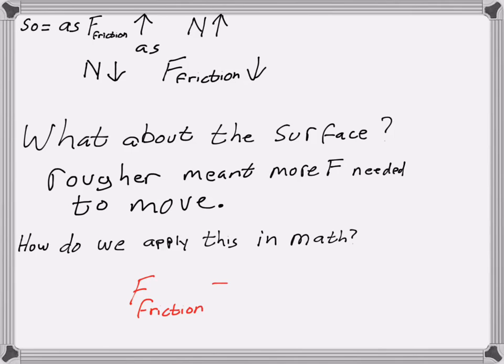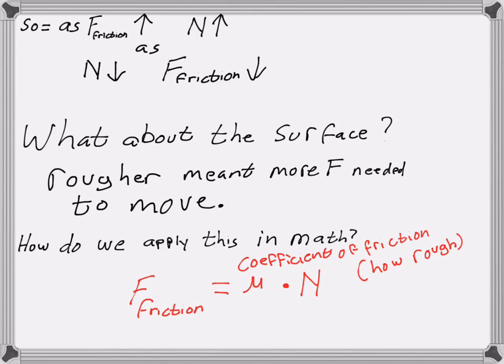The formula is the force of friction is equal to, this letter here is called mu, M-E-W, okay? It looks basically like a U with a little tail on the front end of it. This little thing right here stands for what's known as the coefficient of friction. Basically, that's a big fancy word for how rough the surface is, but that's the actual term. It's the coefficient of friction.